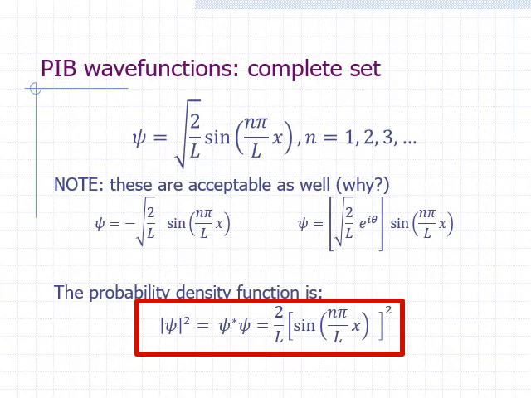Note that if we take the square of the absolute value of any one of these three expressions, we get the same probability density function. In other words, the quantum number n uniquely defines the state of the system. There isn't just one correct way of mathematically expressing the wave function.